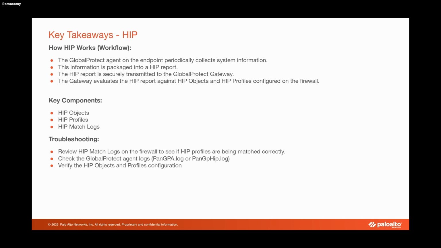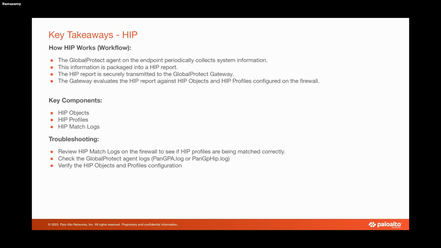In the components, we have three components: HIP objects, HIP profile, and HIP match logs. HIP objects define specific criteria for endpoint posture, for example, antivirus is installed, Windows Defender is enabled, OS is Windows 10. And HIP profiles combine multiple HIP objects using a logical operator, and or or, to create a comprehensive compliance requirement. Example, device has antivirus installed and device has encryption enabled.